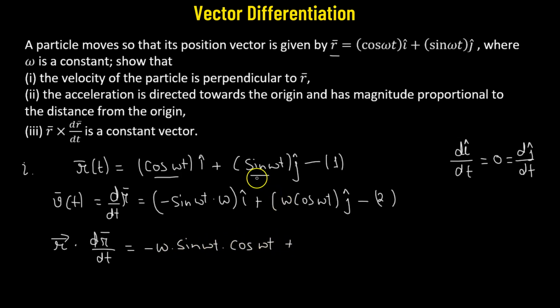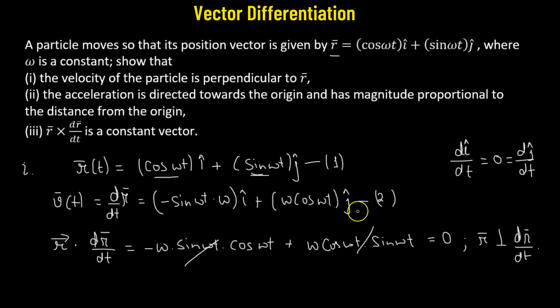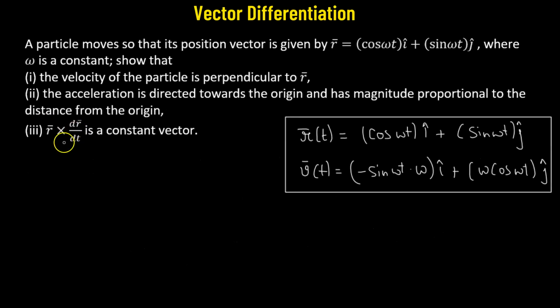Plus we'll have to take the y component of equation 1 and multiply it by the y component of equation 2. So this will be omega times cosine omega t times sine omega t. We see that the two terms cancel out, leaving us with the value 0. And since the dot product is equal to 0, we can say that our position vector r is perpendicular to the velocity vector. So this proves part 1. So let's move on to part 2.